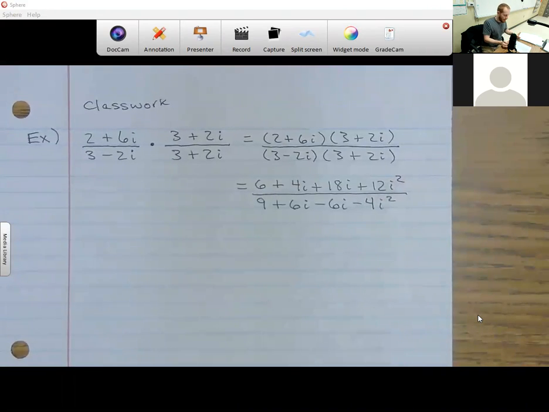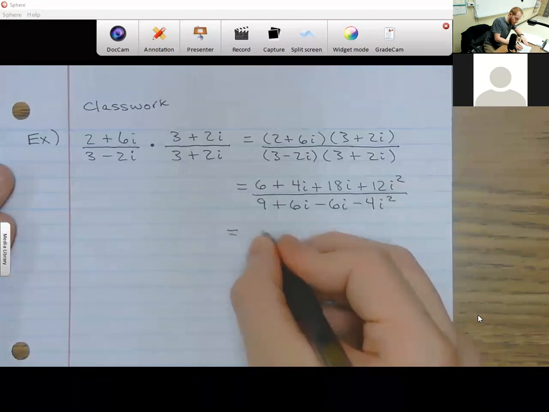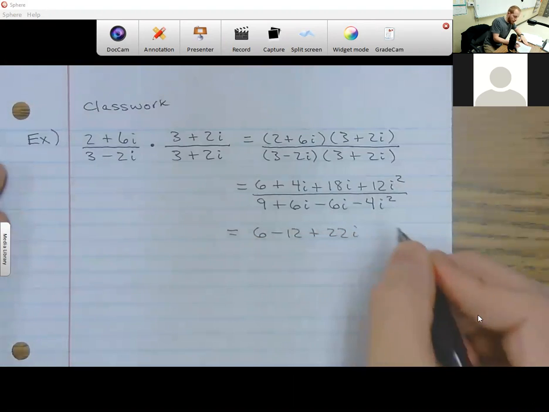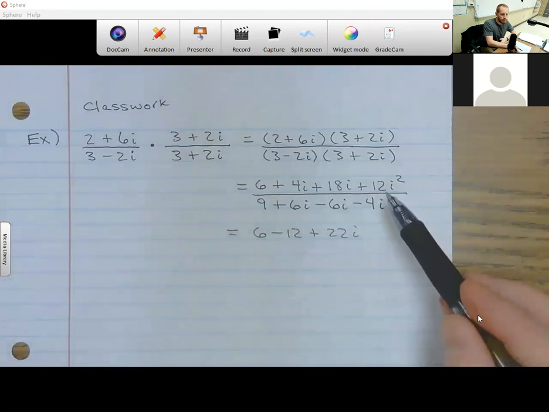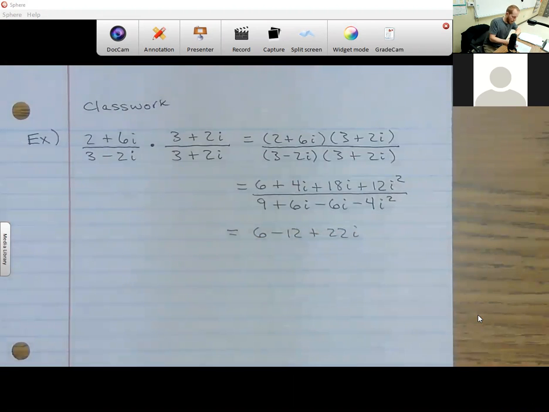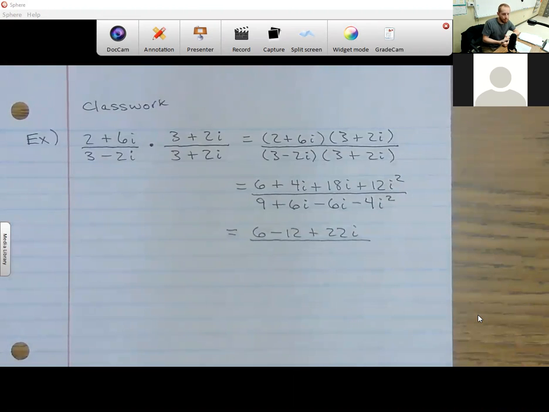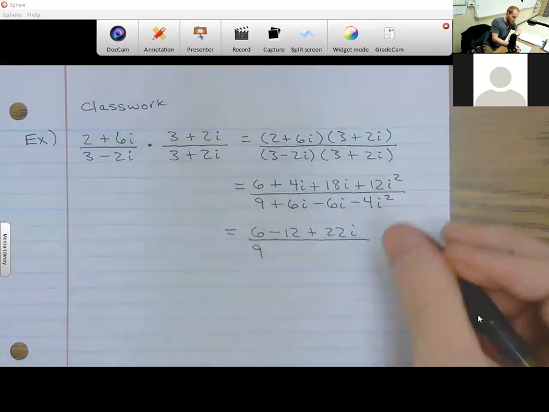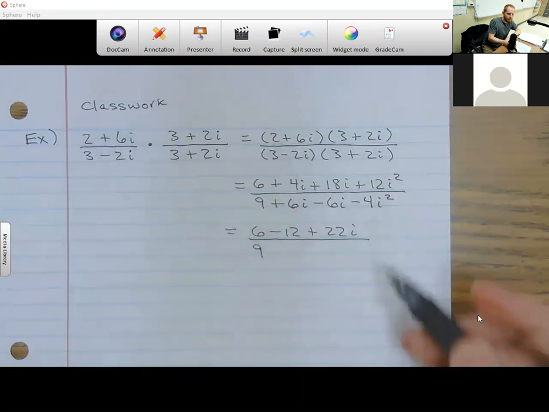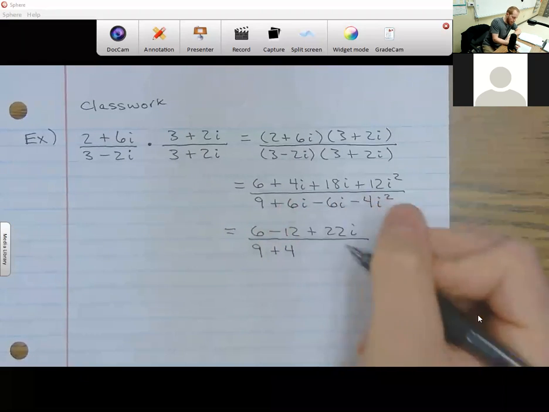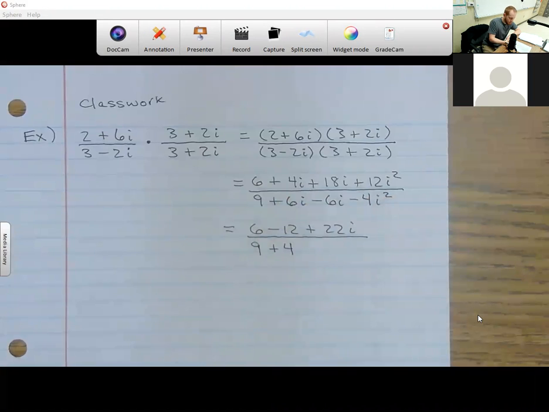So now, revising the top, here's what I get. 6 minus 12 plus 22i. Notice how that i squared at the end gives me a negative 12. And the i terms together give me a 22i. Looking at the bottom of the fraction, I have a different story. I have a 9. Negative 4 times negative 1 is going to give me what? A positive 4. That's why I have a 9 plus 4. And then I have 6i minus 6i. We know that's 0, so I don't need to write that.